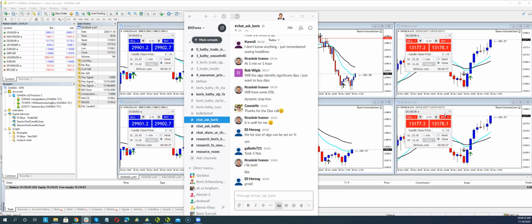Look at that move in the DAX. What a nice move. All right, excellent. I'm so glad everybody banked.